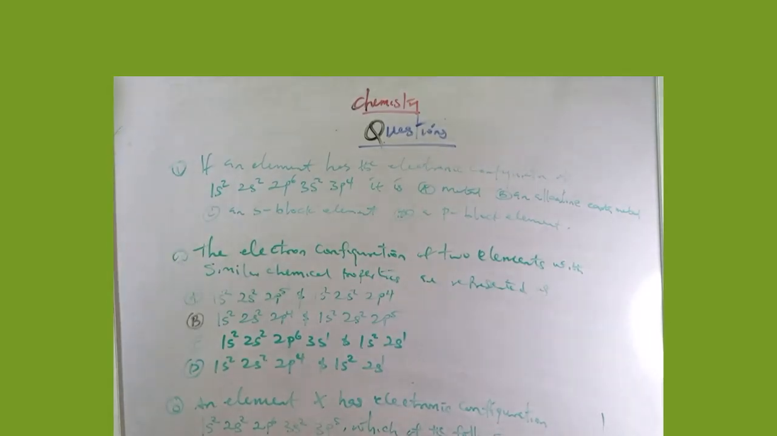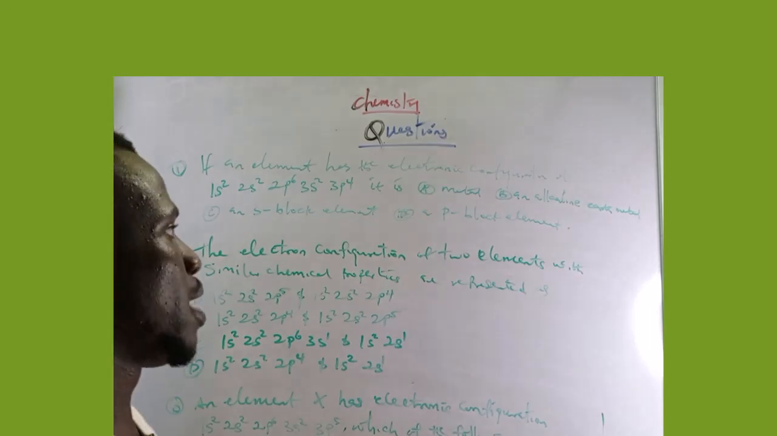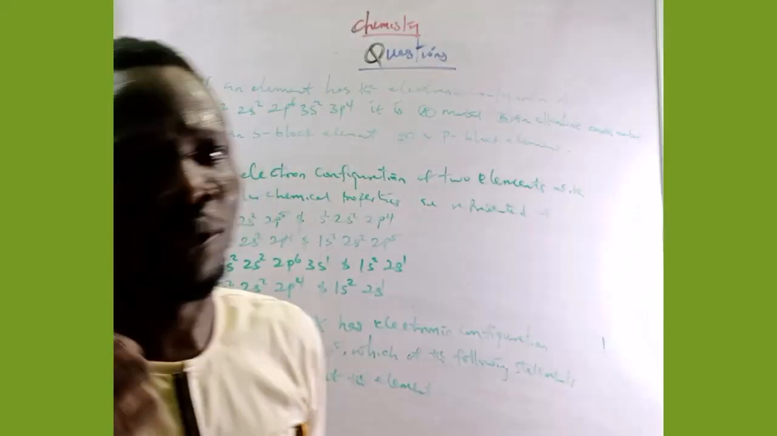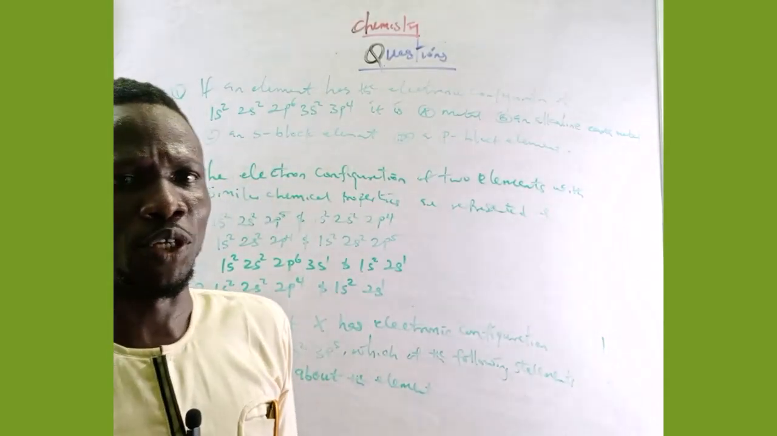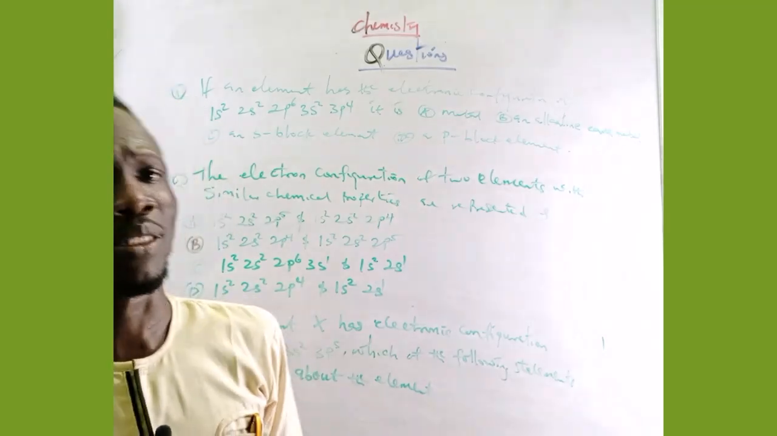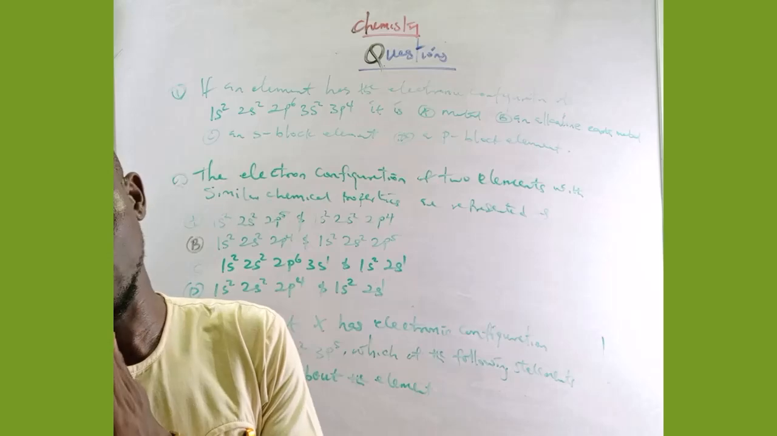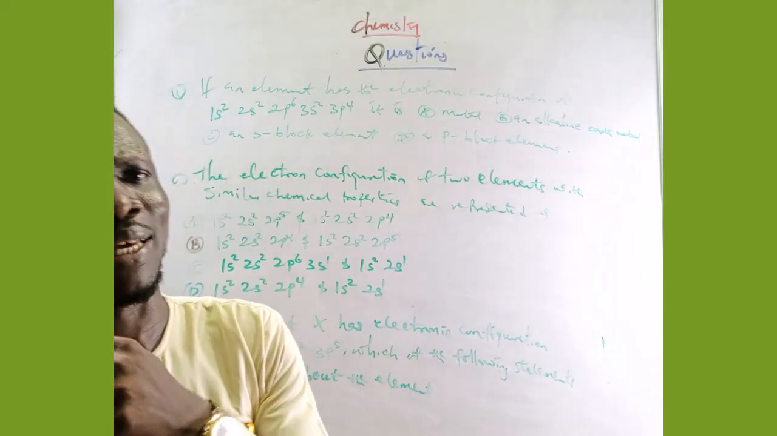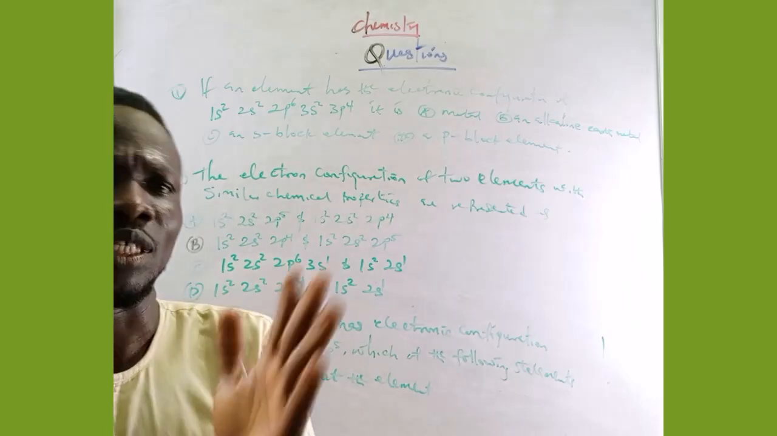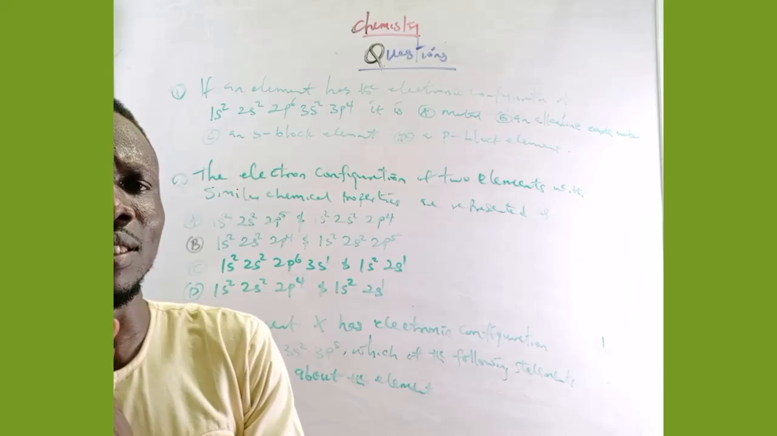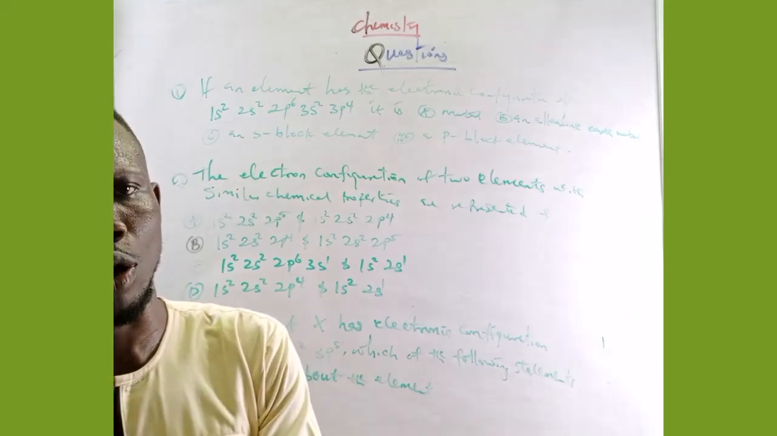A, a metal. B, an alkaline earth metal. C, an S block element. D, a P block element. Please take note. If the last orbital when you write the electronic configuration of an element is S orbital, the element is said to be an S block element. If the last orbital is p orbital, the element is said to be a p block element.